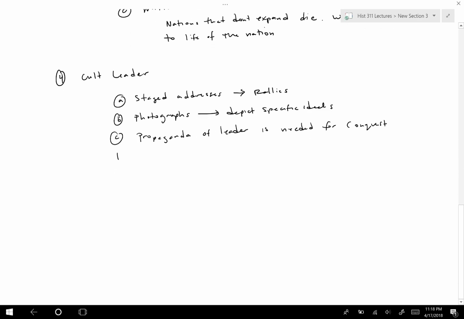You also have chants, songs, and slogans. A lot of the things we listed go under the cult leader, but they're directly tied to the leader. An example of this was: Mussolini is always right.